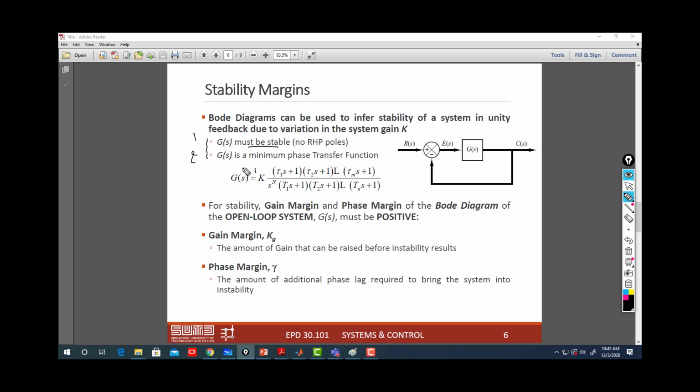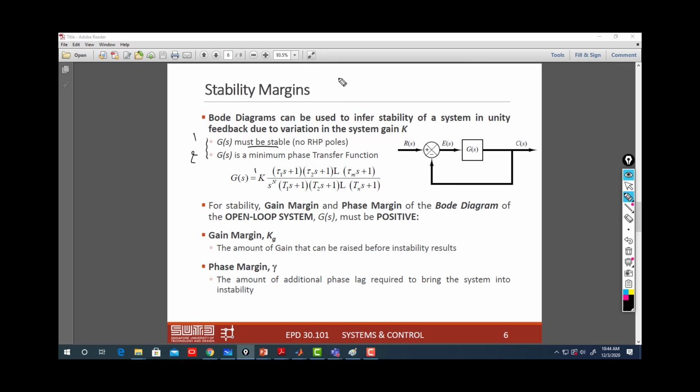And second, G should be a minimum phase transfer function. So what is a minimum phase transfer function? You know how G must be stable. This is something you can check. You check if you have no right half plane poles. If you don't have right half plane poles, you tell me the system is stable. But how do you know if it is a minimum phase transfer function or not? We didn't cover this yet. I didn't teach you how to know if it's a minimum phase transfer function, so I'm telling it to you now. That's how you need to check.